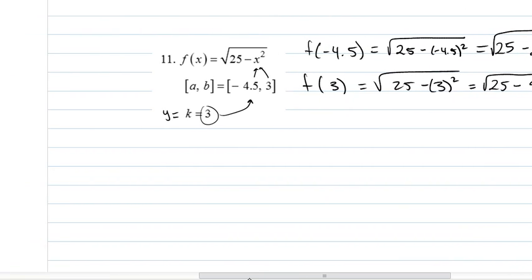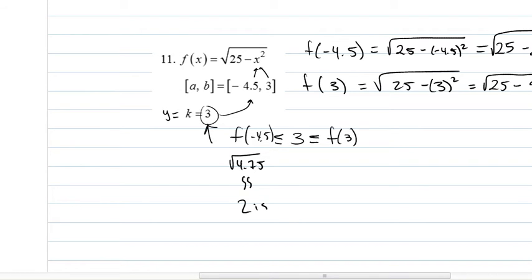All we want to do is test to see if this y value, 3, is in between f of negative 4.5 and f of 3. Is that true? Well, let's see. The square root of 4.75, which we said was 2-ish, is 3 in between these numbers? Oops, that was 4. Well, yes it is. 3 is in between a number that has a 2 and 4.